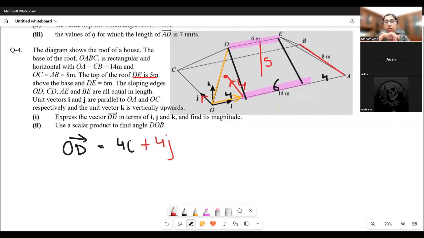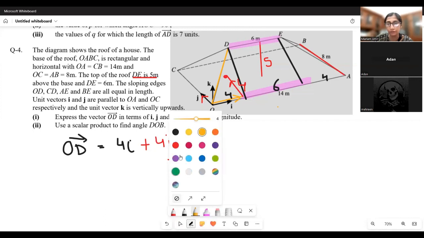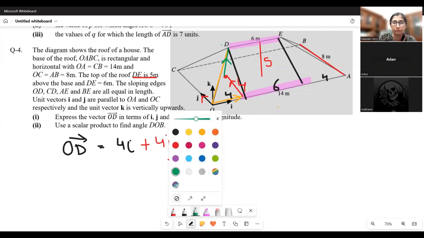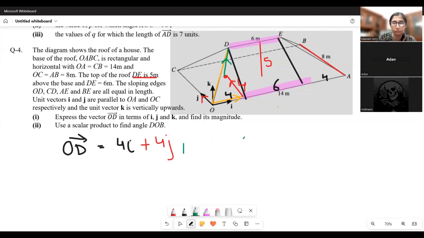And from there, you need to go up till D. And we know that the height of this shape is 5 units. So you go up, and upward movement is in K direction. So you go 5 units up in K direction, so plus 5K. So that's OD in terms of IJK: 4, 4, and 5.